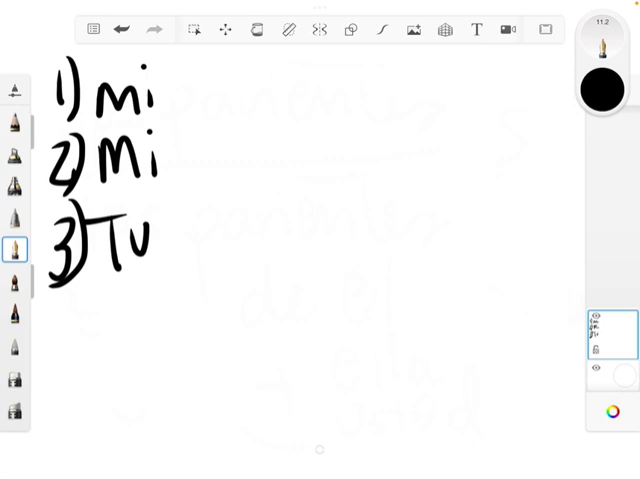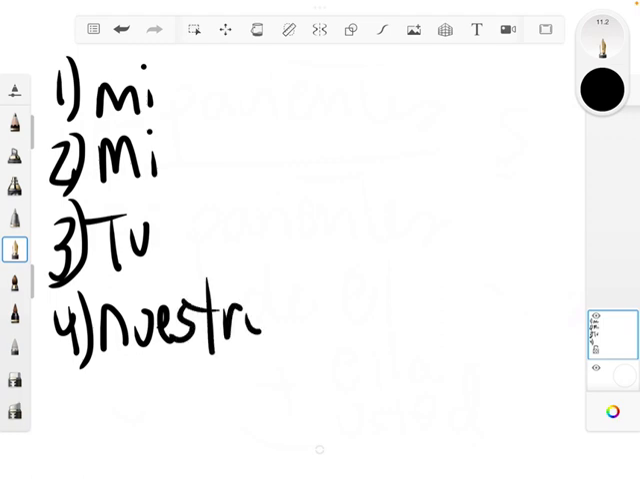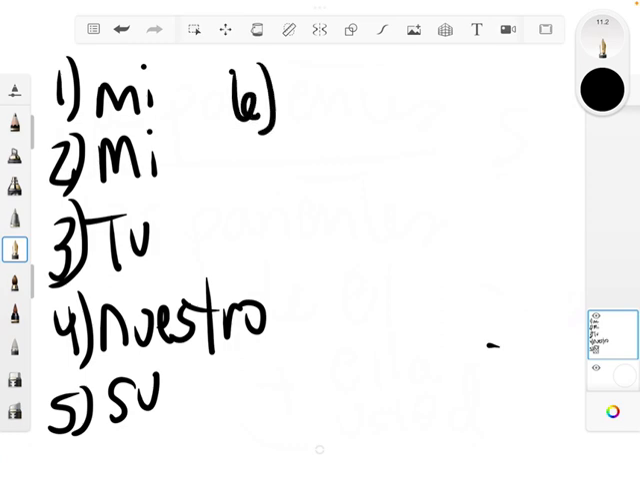Tu, número 4, nuestro, because nuestro, of course, is matching profesor. It's modifying profesor. 5 es su reloj. Her, right? Su is what we use for her, and then we want to make sure it matches the noun. So, reloj. Number 6 es tu mochila. Matches mochila, modifies mochila.